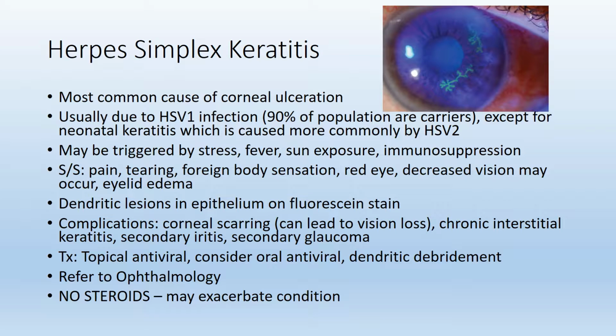Next, we'll look at herpes simplex keratitis, which is the most common cause of corneal ulceration. It's usually due to an HSV-1 infection, except in neonates, in which case it's more commonly an HSV-2 infection. It can be triggered by stress, fever, sun exposure, or immunosuppression. Signs and symptoms include pain, tearing, foreign body sensation, red eye, decreased vision, and eyelid edema. When you look at the eye under fluorescein staining, you can see dendritic lesions of the epithelium.